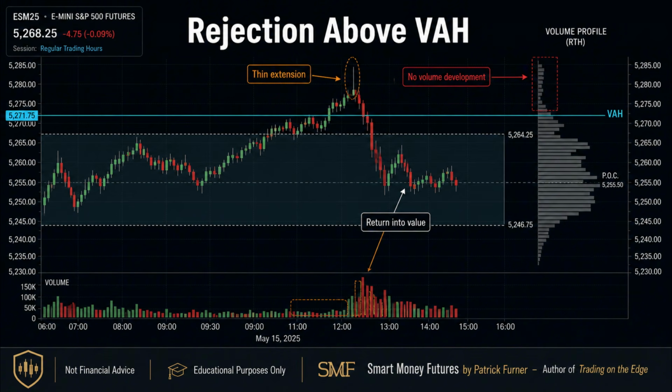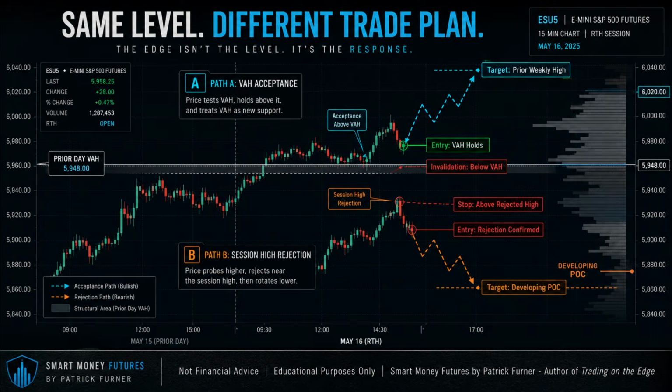Now watch what happens next. Price rejects the session high and begins returning toward the developing value area. This is now a short thesis. Structural rejection at the session high, with the auction likely to return toward the POC of the developing distribution. Entry comes from rejection confirmation. Target the POC, stop above the rejected session high, clean entry, logical target, structural invalidation defined.